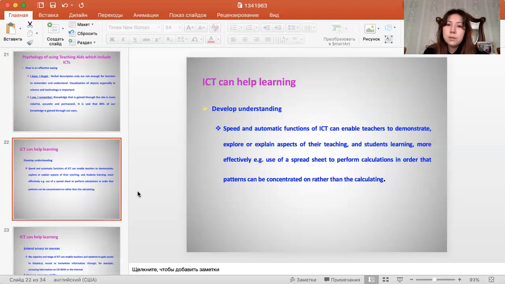ICT can help learning develop understanding. The automatic functions of ICT can enable teachers to demonstrate, explore, or explain aspects of their teaching, influencing learning more effectively. Use of a spreadsheet to perform calculations so that patterns can be concentrated or rather they can be calculated.